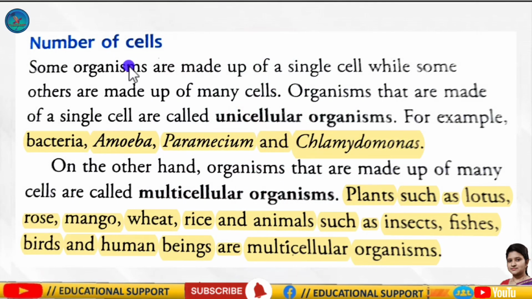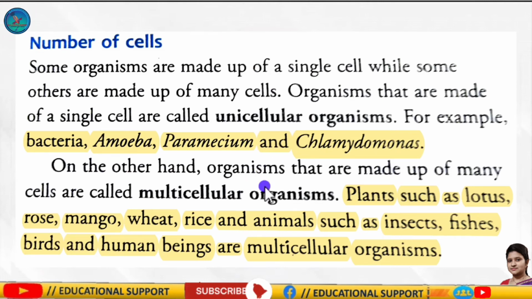So next is number of cells. Some organisms are made up of a single cell, and some organisms are made up of many cells. Organisms that are made up of a single cell are called unicellular organisms. For example, bacteria, amoeba, paramecium, Chlamydomonas.